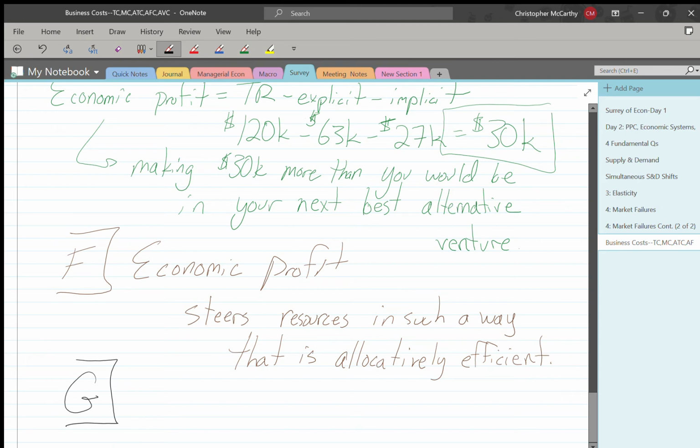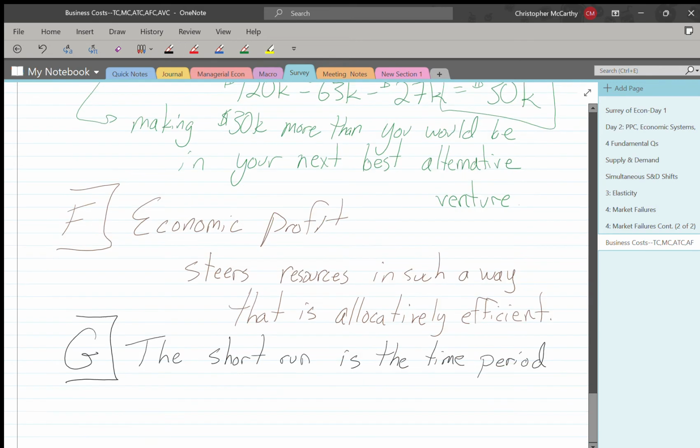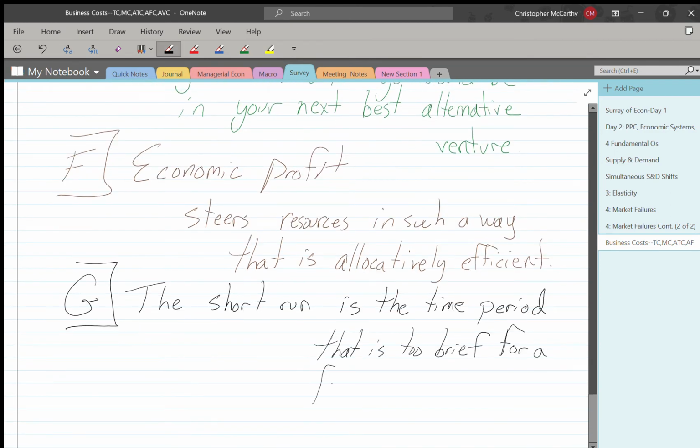for the most part, these firms are operating in what's called the short run. And the short run is the time period. Literally, it's defined not as like 3 months, 6 months, 9 months. It is defined as however long that is too brief for a firm to alter its plant capacity. What do we mean by plant capacity?